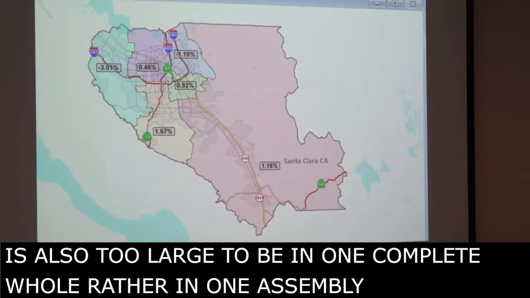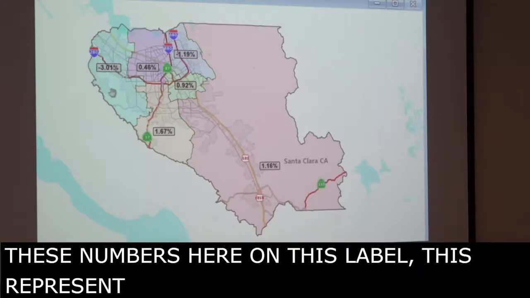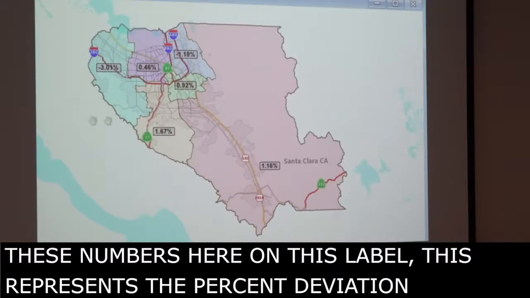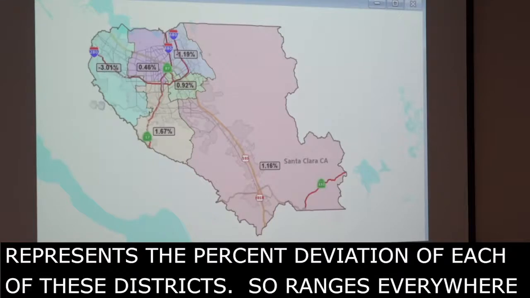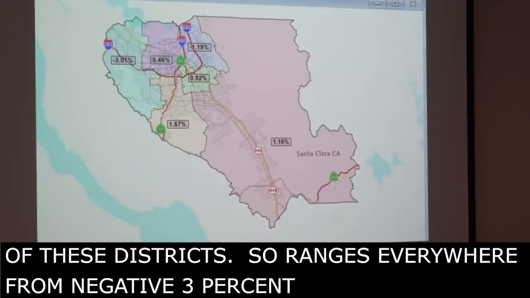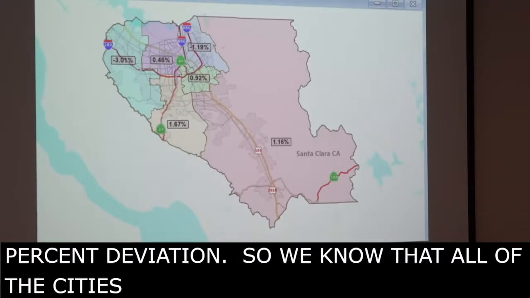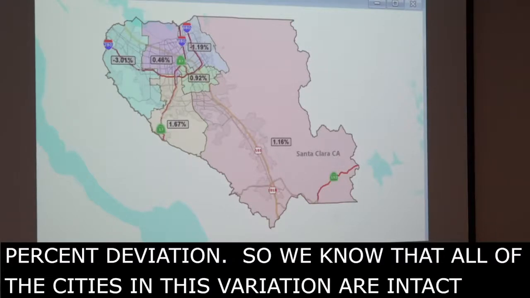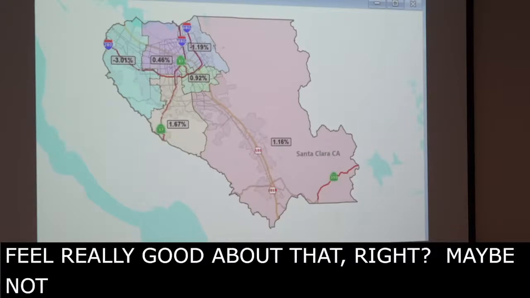And these numbers here on this label represent the percent deviation of each of these districts. So it ranges from -3% deviation to 1.67% deviation. So we know that all of the cities in this variation are intact. We feel really good about that, right? Maybe not once we consider what happened to our COIs.